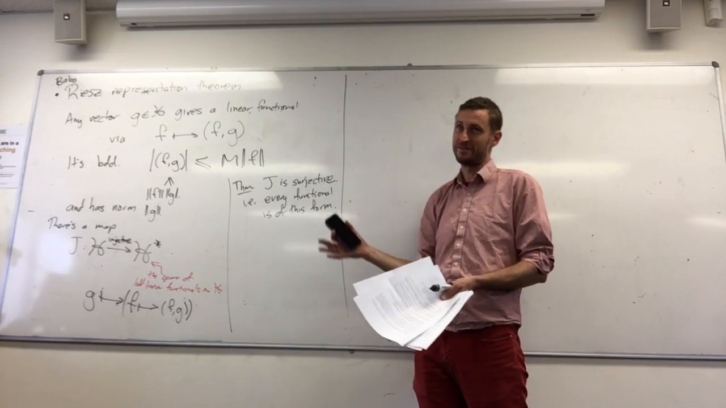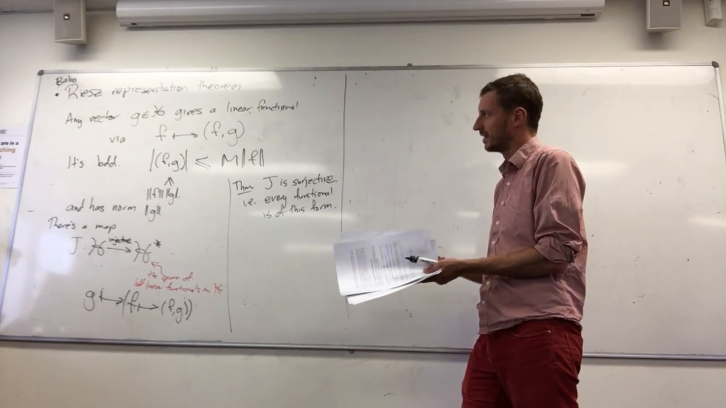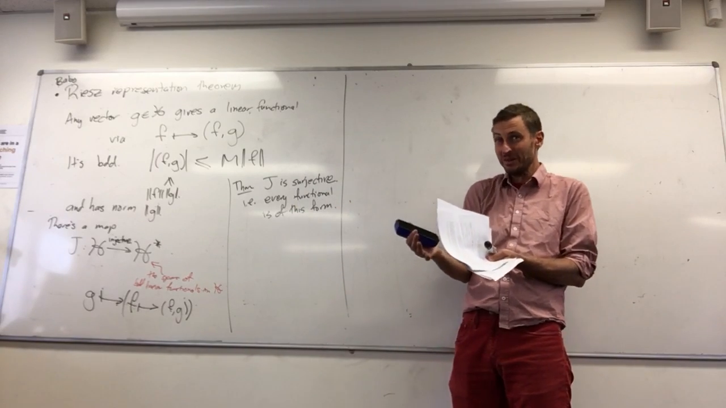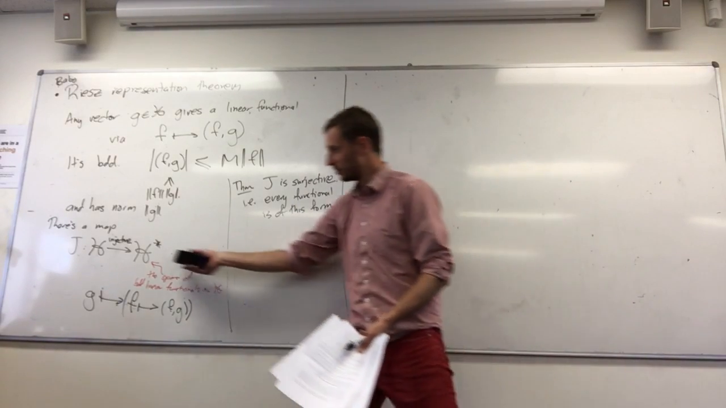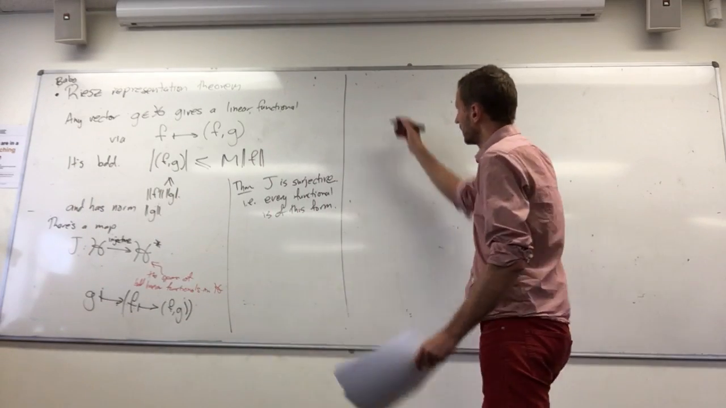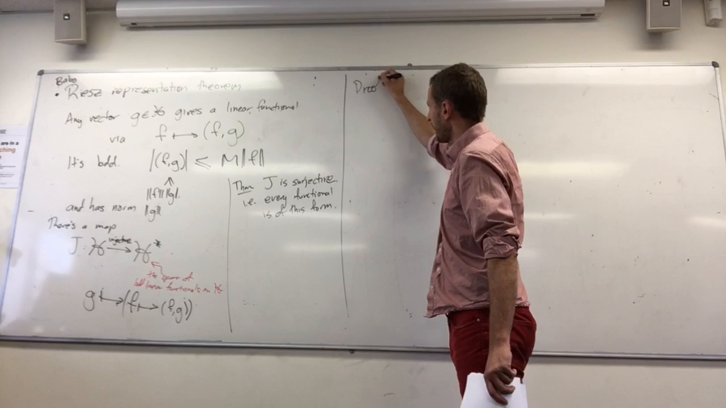They're going to have oodles of linear functionals on them. Well, actually, some Banach spaces have oodles of linear functionals and some have almost none at all. We've got very little control over them. But for Hilbert spaces, we know exactly what the linear functionals are. Okay. So how does the proof of this go?